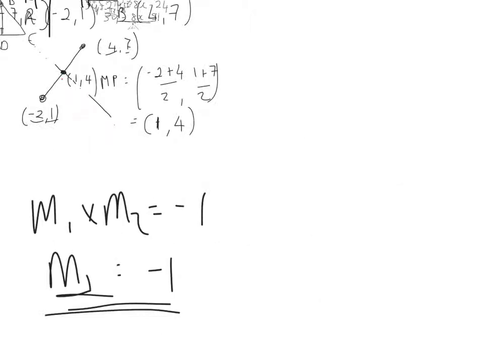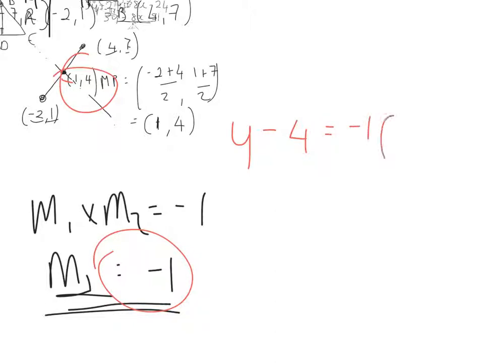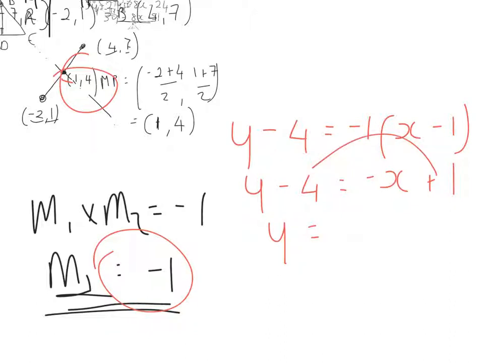The point that lies on the line, and the gradient, and that will be y minus 4 is equal to -1 bracket x minus 1. y minus 4 is equal to -x plus 1. And y is equal to -x plus 5.